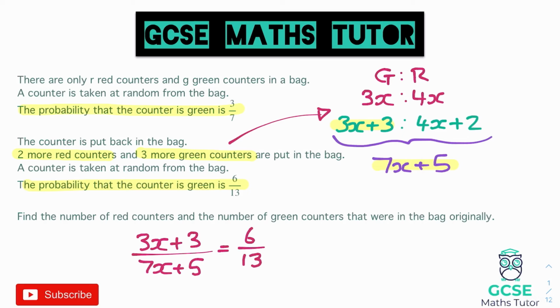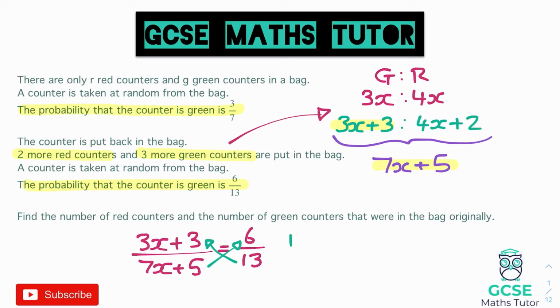And there we go, now we've got an equation. Not the nastiest of equations to solve either, we just need to do a bit of cross multiplication to get rid of our fractions here. So we're going to multiply this denominator up to the 6, and this denominator 13 up to our 3x plus 3. That's going to create a nice straight line equation.